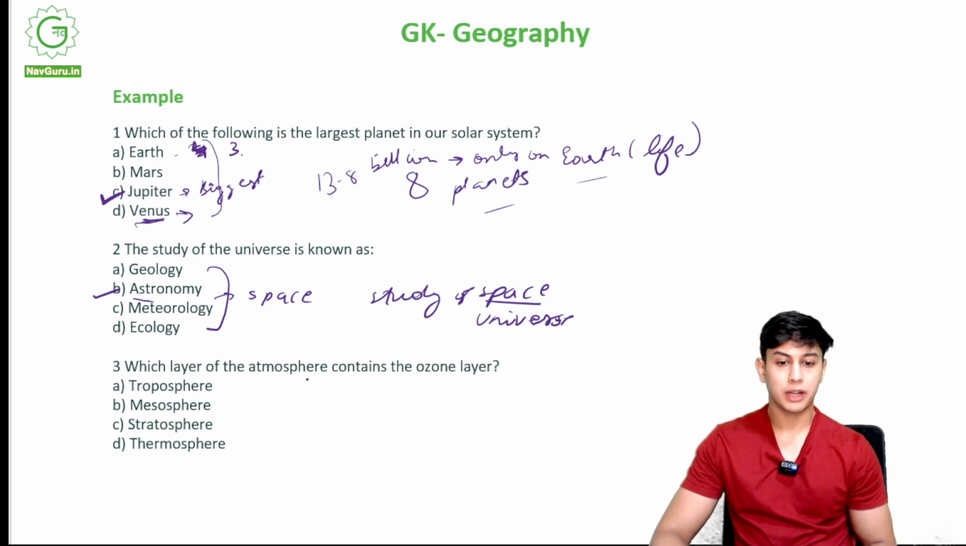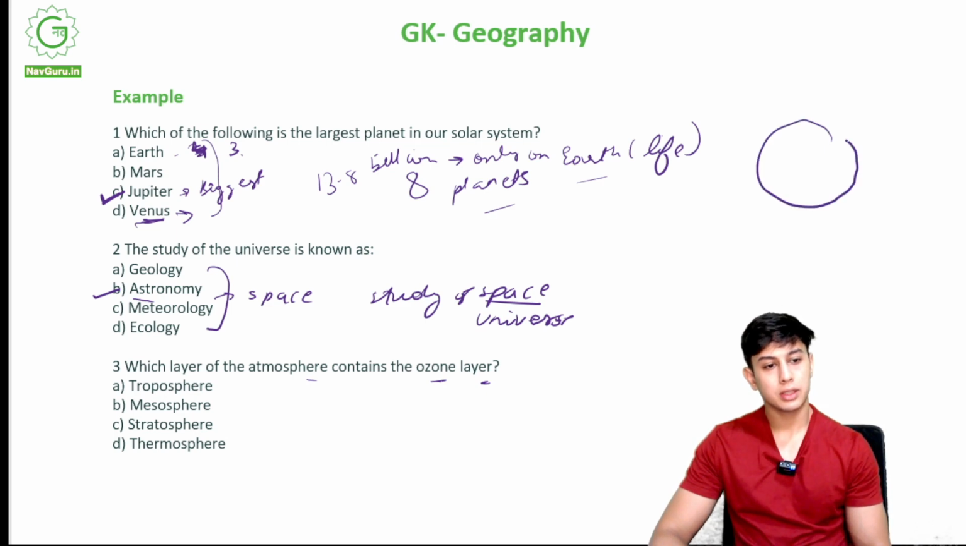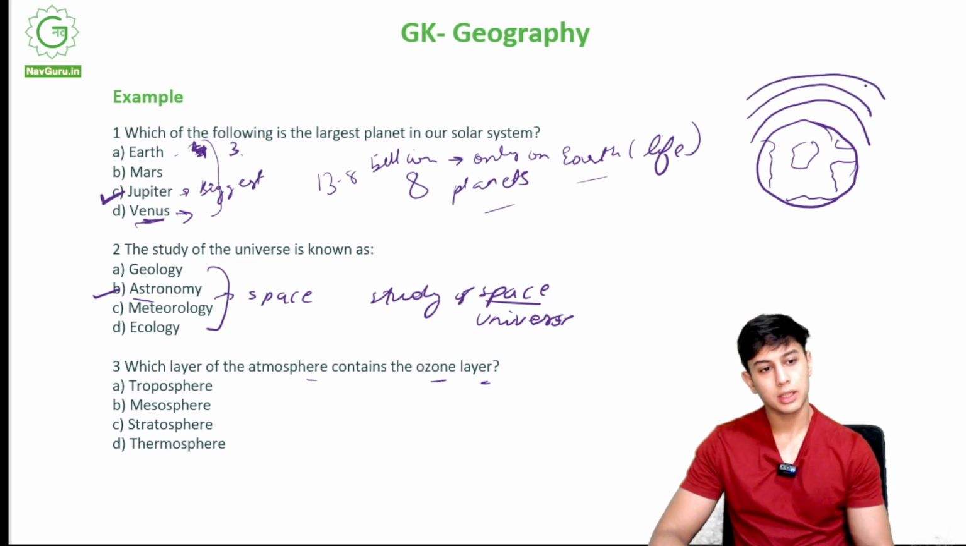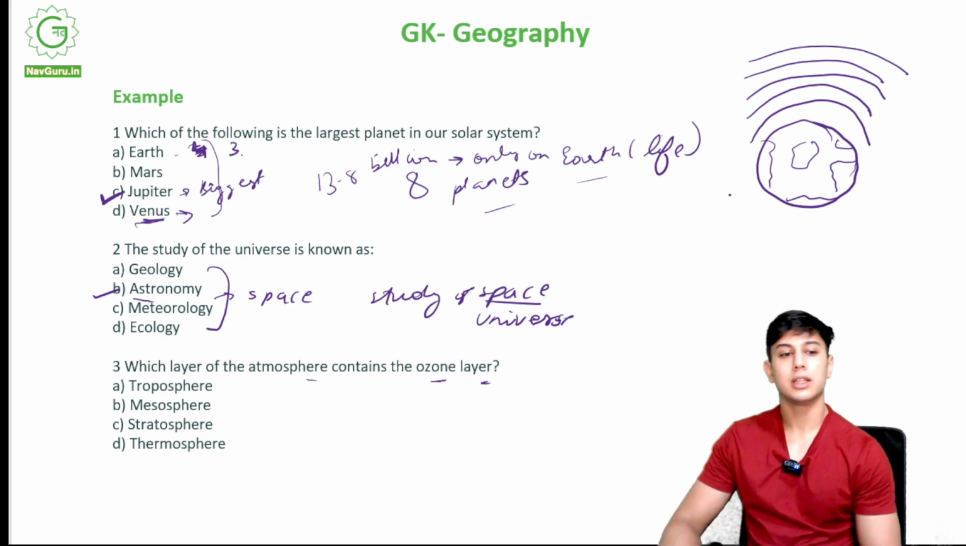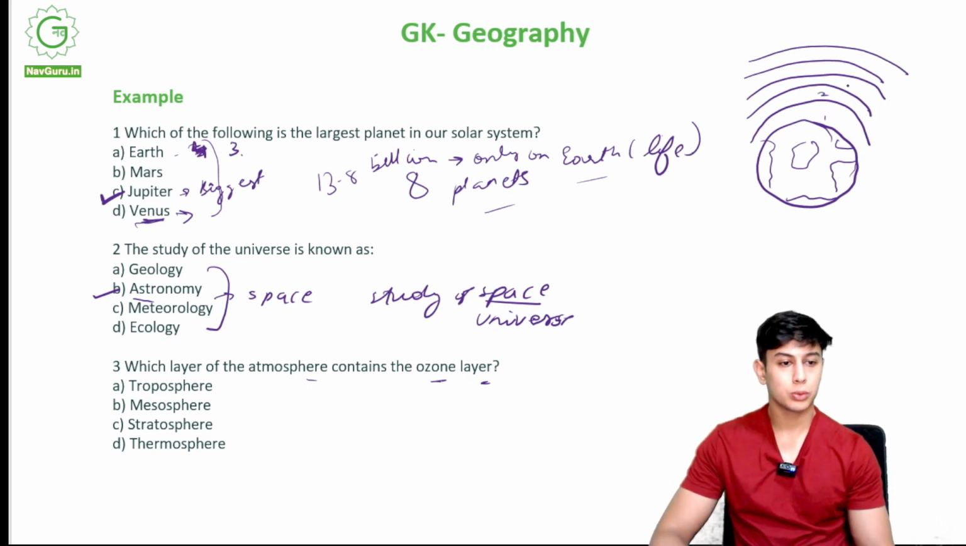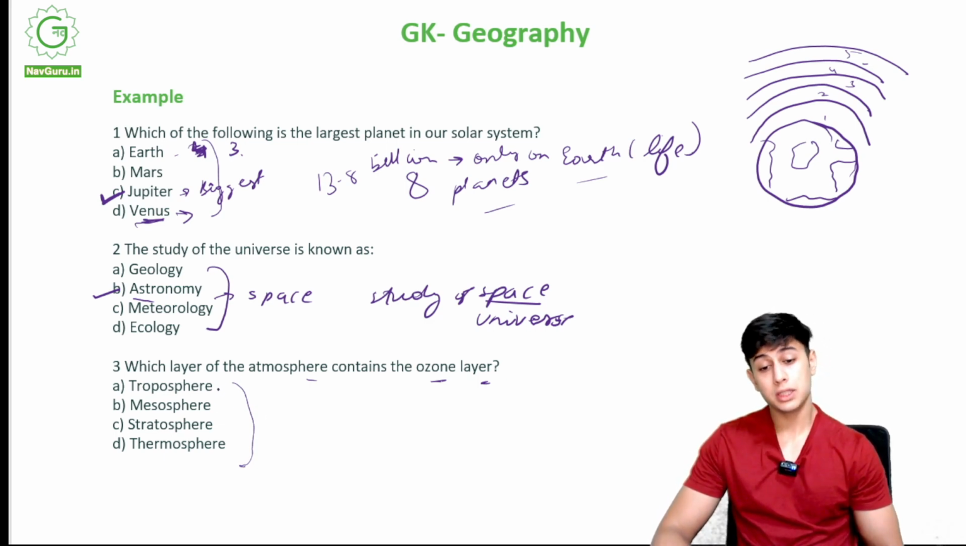Which layer of the atmosphere contains the ozone layer? So this is the earth, right? It has one layer, two layers, three, four, five layers. In which layer is the ozone layer present? Is it the troposphere? Is it the mesosphere? Is it the stratosphere? Is it the thermosphere? Out of these, which has the ozone layer?